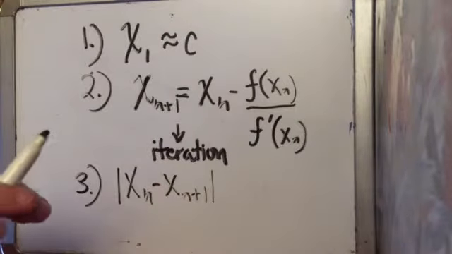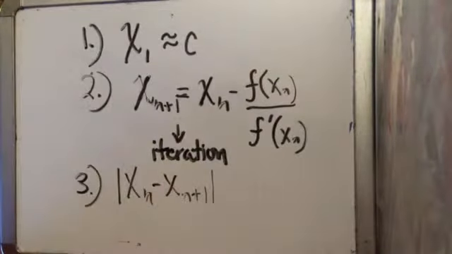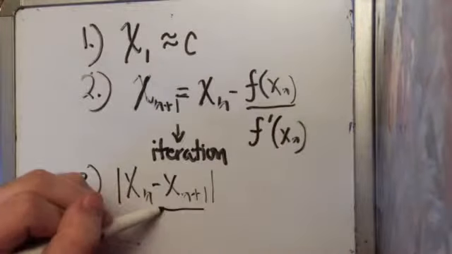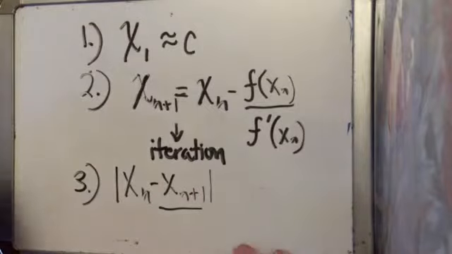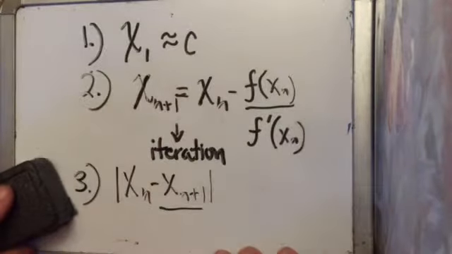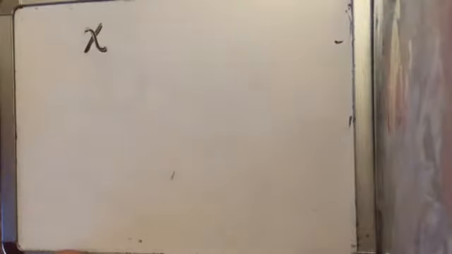And if that's how accurate you want it to be, x sub n plus 1 will be the final approximation. And if it's not what you want, then you can go back to step 2 and keep on doing iterations. So let's start off with a really simple example.